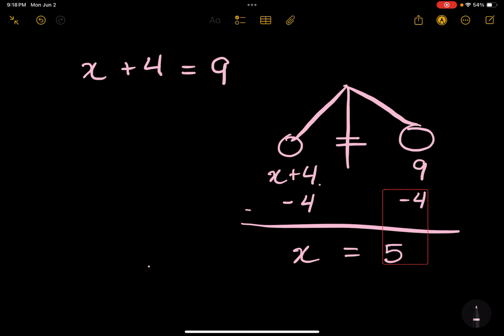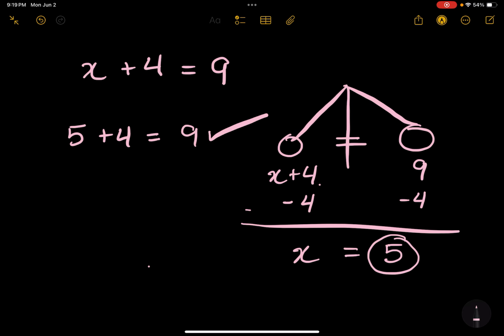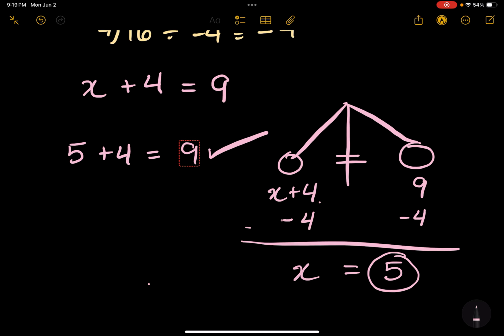If x is 5 and we plug this 5 into our original equation, you should get a 9. So we have 5 plus 4. Is that equal to 9? Yes, it is. So our answer here is correct. How did we figure out that we had to subtract a 4? Because you're trying to get the variable by itself, and to do that you have to do the inverse operation. If it was a negative 4, then you would add 4. But because it's a positive 4, you subtract 4 on both sides.